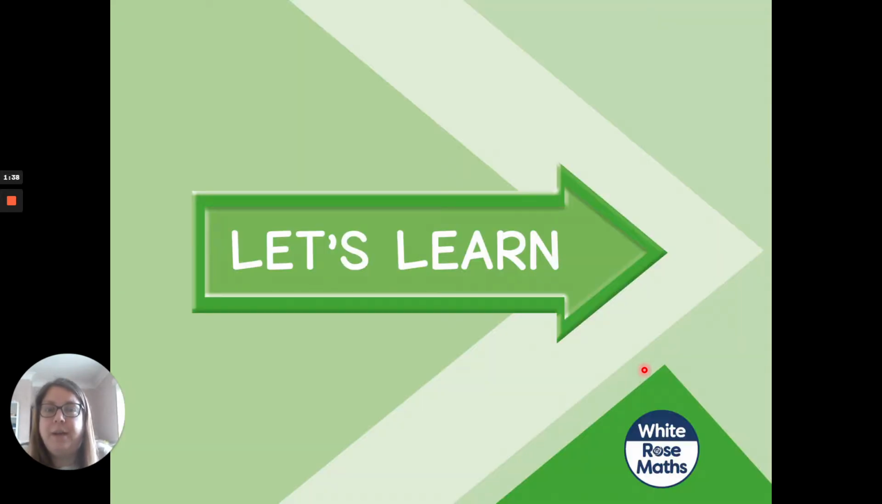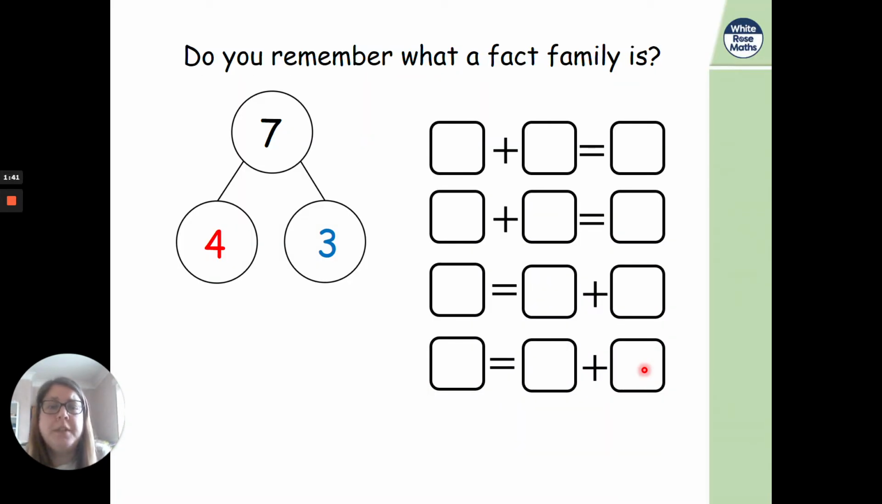Okay, let's move on to our addition families then. So, do you remember what a fact family is? So it's where we know 4 facts about these 3 numbers. So just using those 3 numbers, not any other number that we want to, we can write 4 addition facts. And that's what we're going to be looking at today, but including subtraction as well. And it is a little bit tricky, but I'm sure you can do it.